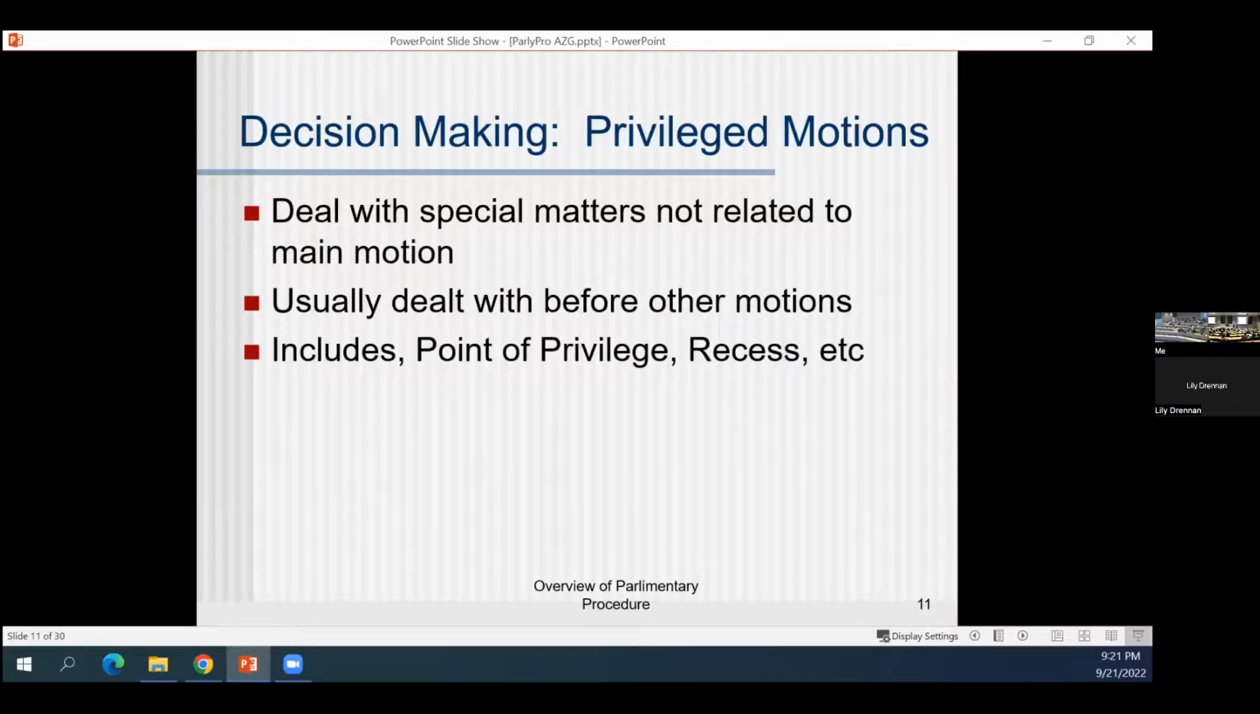Privilege motions, things that are not related to the main motion. They usually need to be dealt with beforehand. This would be the person in the back who maybe can't hear, or someone who's distracted by it being too cold or too hot in the room or something like that. They include points of privilege, asking for a recess, maybe there's construction going on, it's really noisy, let's have a recess so we can get that noise quieted down and then come back.